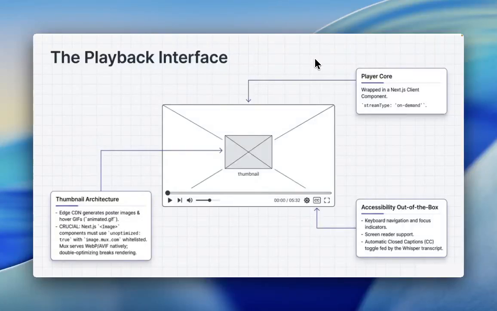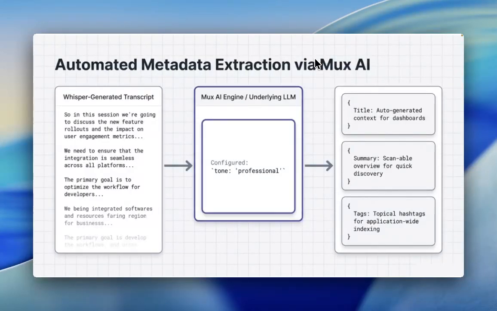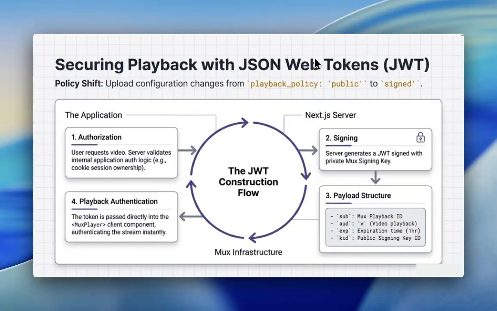Accessibility comes out of the box: keyboard navigation and a focus indicator, screen reader support, and an automatic closed captions toggle with the Whisper transcript. Automated metadata extraction works via the Mux API, the Whisper-generated transcript, and Mux AI with an underlying LLM, configured with a professional tone. It generates key-value pairs: title, summary, and tags.